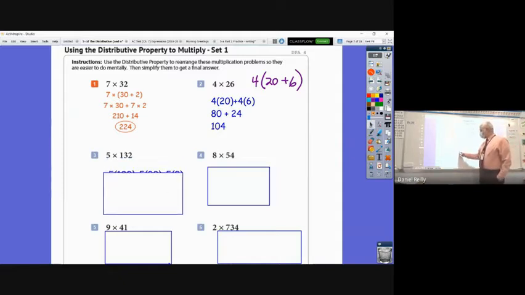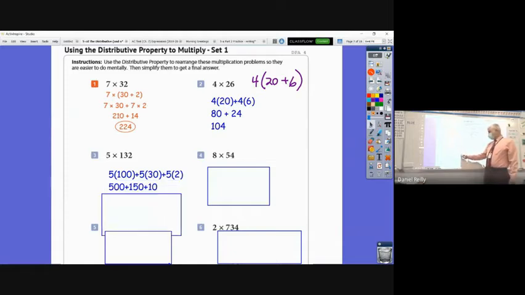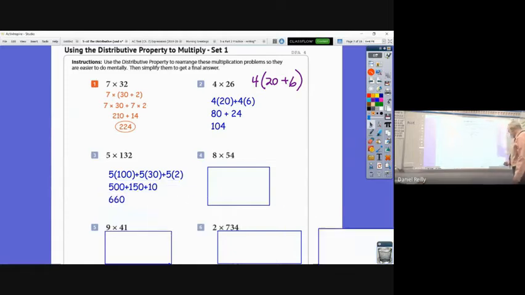5 times 100, 5 times 30, and 5 times 2. Split or expand this number into its places. And then, much easier now, that's 500. 5 times 30 is 150, and 5 times 2 is 10. 500 plus 150 plus 10, 660. You can do that in your head, this kind of multiplication, without a calculator by using the distributive property.